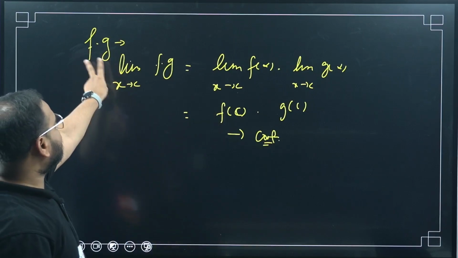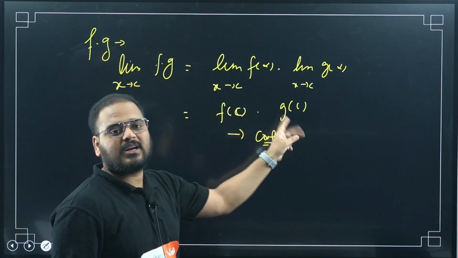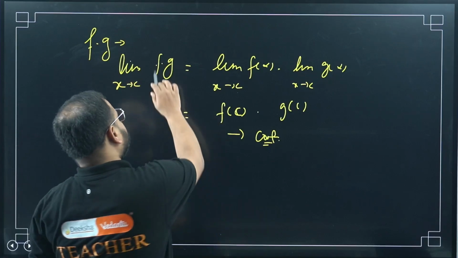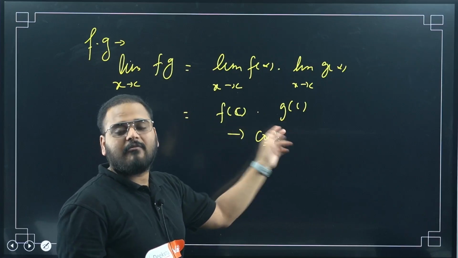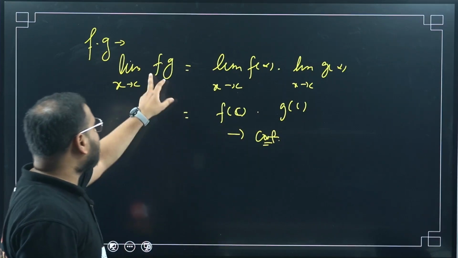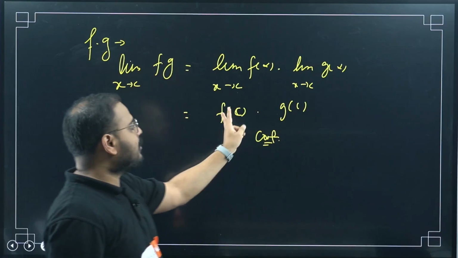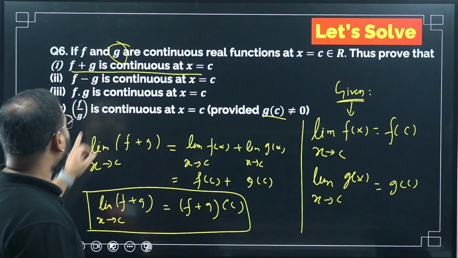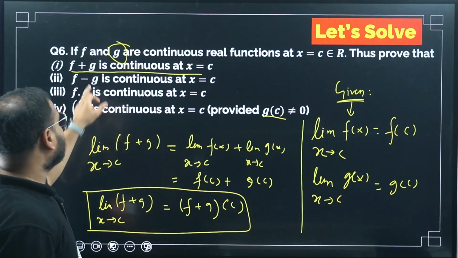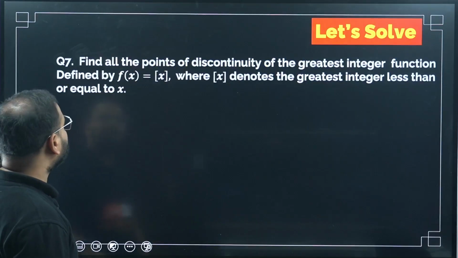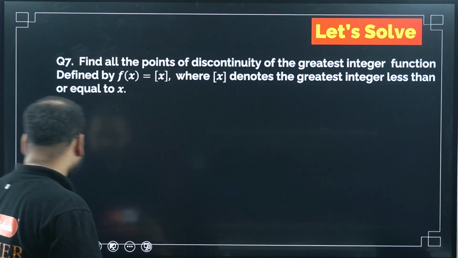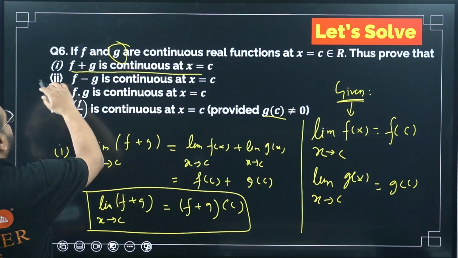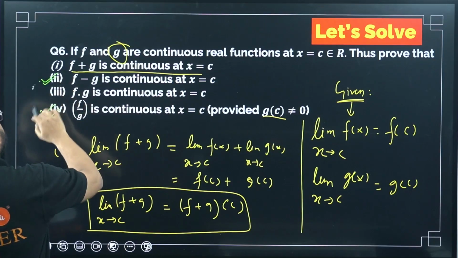The limit of the product is equal to the product of the values at that point. What was continuity? Continuity was that the limit value should be equal to the value of the function at that point. So the limit value of f into g is equal to the function's value at f into g. So it means continuous. Same way I can do it for the quotient also, and subtraction also. I hope you were able to do it. Please do these two from your side, this one and this one. Solve it.